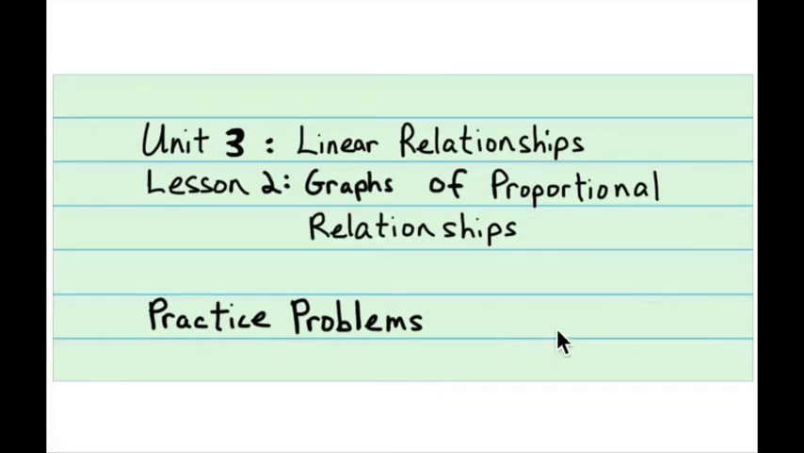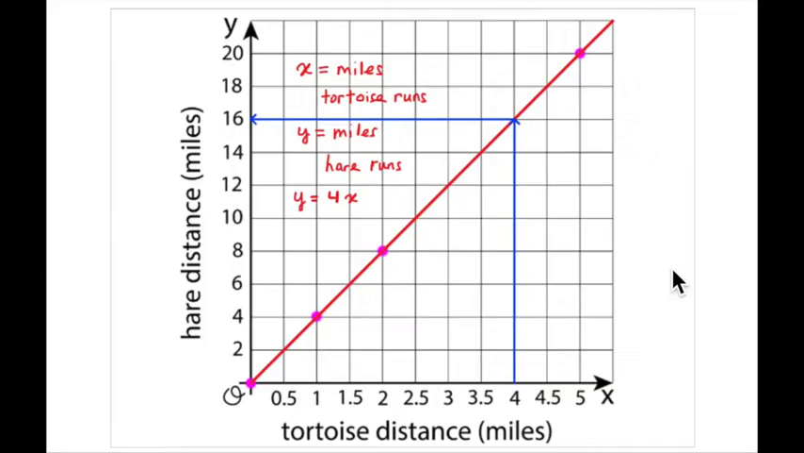These are the practice problems for lesson 2, graphs of proportional relationships. This is problem number 1. In this problem, they ask you to graph the relationship between the distance a tortoise runs compared to the distance the hare runs. So this is a race between the tortoise and the hare.